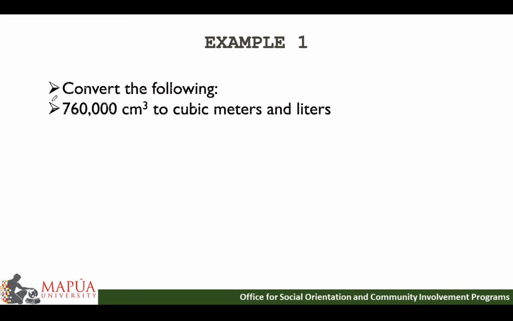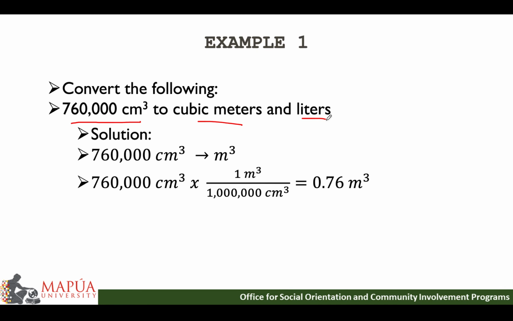For example, convert 760,000 cubic centimeters to cubic meters, and then later to liters. So, given 760,000 cubic centimeters, we want to convert to cubic meters. Now, this is our conversion factor. For every 1 cubic meter, that is equivalent to 1 million cubic centimeters. So if you want the units to be in cubic meters, the unit cubic meter should be in the numerator, and the unit that you want to cancel out should be in the denominator. So we cancel out the units here, so the unit will now be in cubic meters.